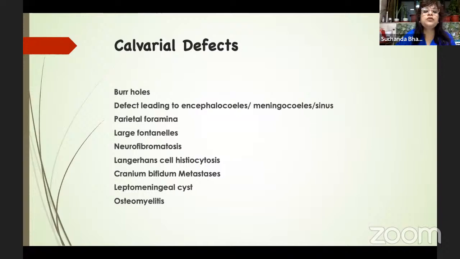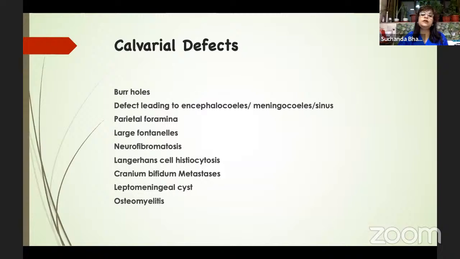So let's come to calvarial defects. It could be simple burr holes. It could be a defect leading to encephalocele, meningocele, or sinus. It could be parietal foramina. It could be large fontanelles, simply large fontanelles, or neurofibromatosis leading to skull defects. Usually skull base defects are noted in neurofibromatosis rather than calvarial defects. Others include Langerhans cell histiocytosis, cranium bifidum, metastasis, leptomeningeal cyst, also known popularly as the growing skull fracture, and osteomyelitis.